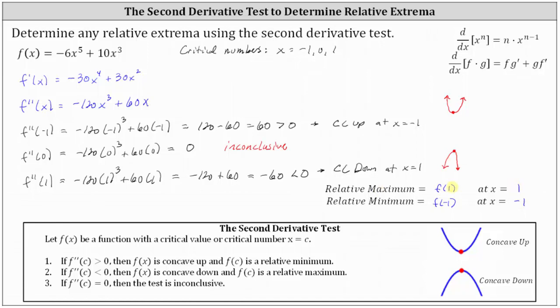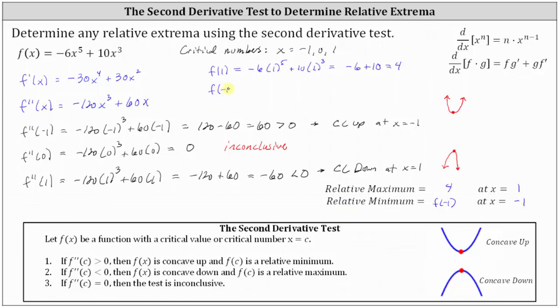And now let's determine f of 1 and f of negative 1. F of 1 is equal to negative 6 times the fifth power of 1 plus 10 times the third power of 1, which is equal to negative 6 plus 10, which is equal to positive 4. So now we know we have a relative maximum of 4 at x equals 1, and now let's also determine f of negative 1 to determine the relative minimum.